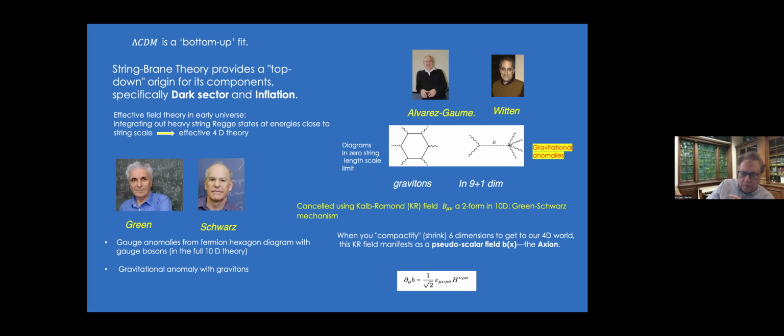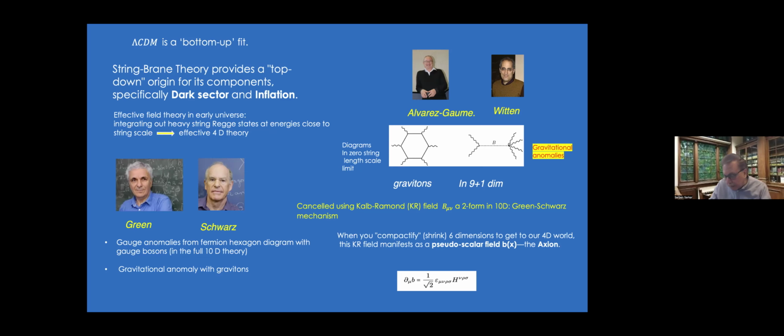So where do we go? Lambda CDM is a bottom-up fit. So what are the things for a top-down origin? String brane theory could potentially be a top-down origin for the components of dark energy and inflation. Now, everyone realizes that string theory is potentially a theory with profound insight, but nonetheless, it's in 10 dimensions, and we have a great deal of difficulty in reducing it and getting effective theories in 4 dimensions.